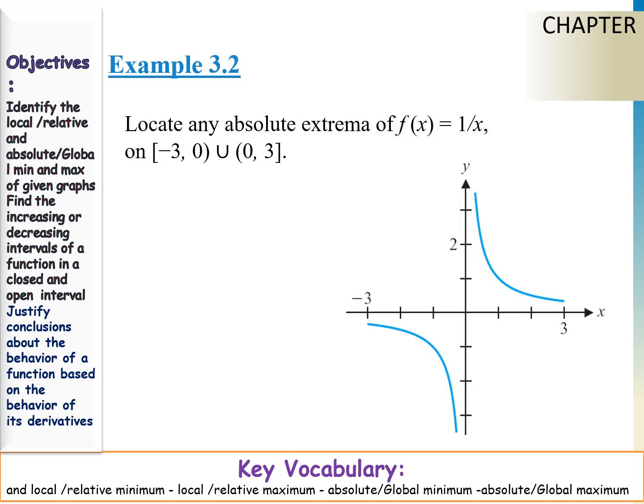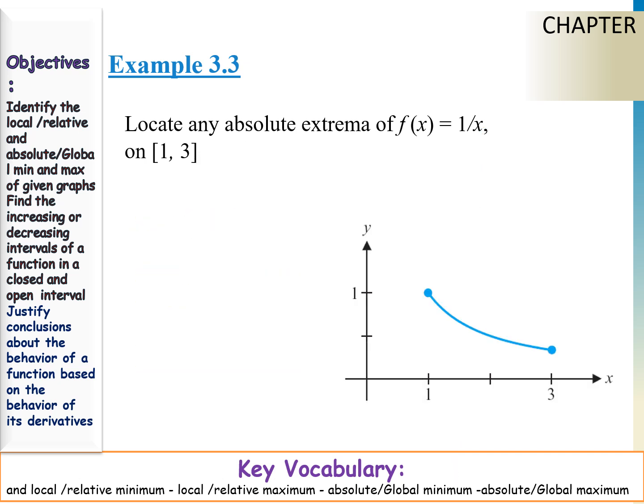Now locate any absolute extrema. Let's see here. What is the highest point of the graph? Seems to me this is the highest point, right? But again, it's going up and up and up. So I don't have any absolute maximum. Similarly, over here it's going down and down and down. So I don't have any absolute minimum. So no absolute maximum, no absolute minimum.